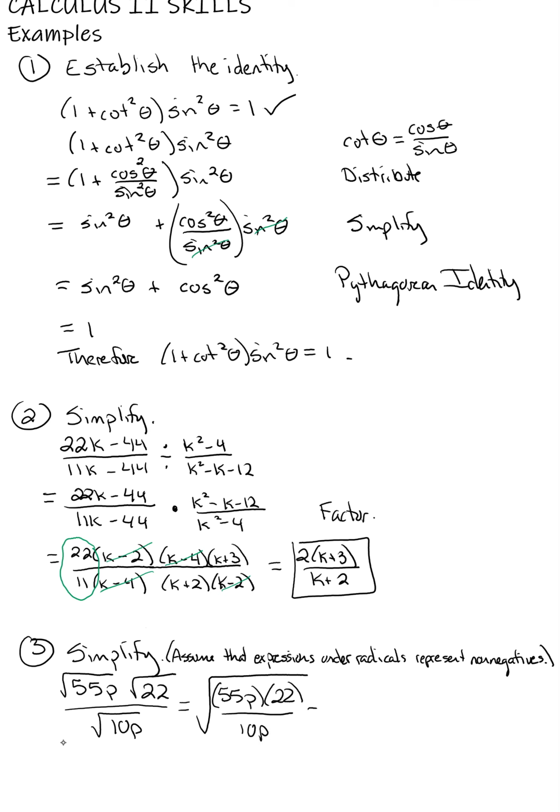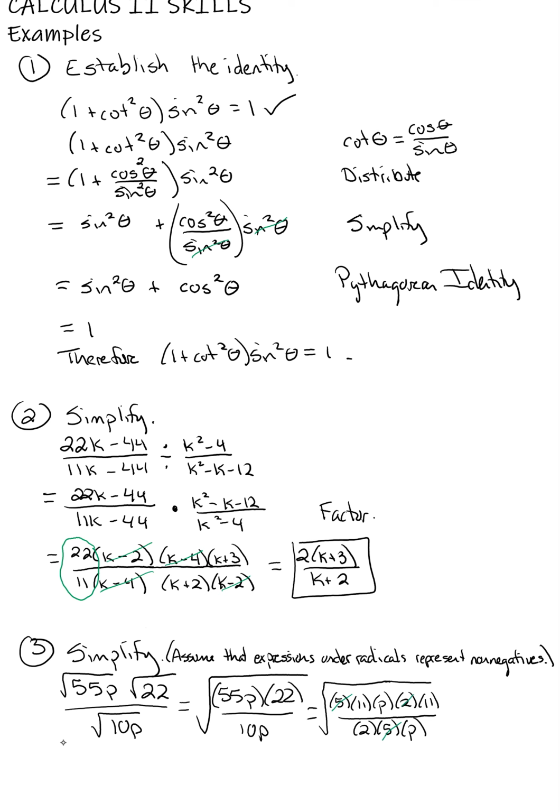Now, we are still simplifying, so just like the previous problem, I think it's a nice idea to go ahead and factor before we reduce. So I don't have to multiply 55 times 22 and get some large number. I can simply start factoring things. 55 is 5 times 11, and then we have the p. 22 is 2 times 11, and there in the denominator, 10 is 2 times 5, and then we have a p. So notice I didn't actually multiply all those numbers together. I simply factored everything.